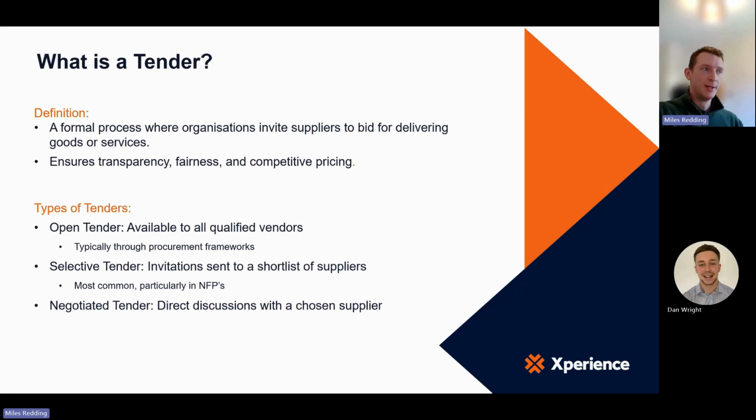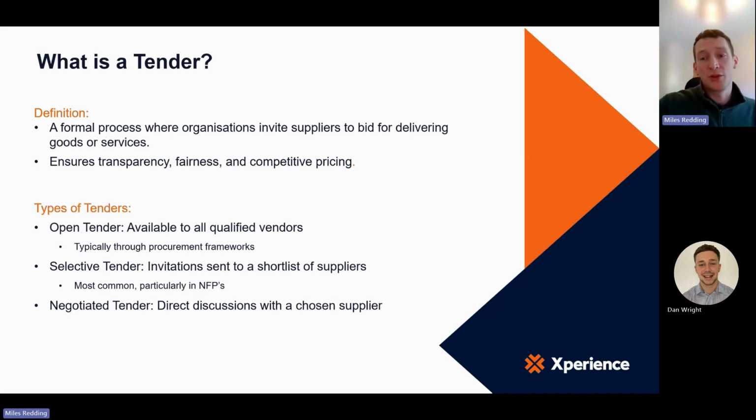We then have selective tenders, where organizations will produce their tender documents and send them to a short list of suppliers, which typically they've already pre-agreed. That might be 3, 4, 5. We see some that send it to 8 to 10. There's no silver bullet or right answer for that. It's very much dependent on the kind of process that you want to run.